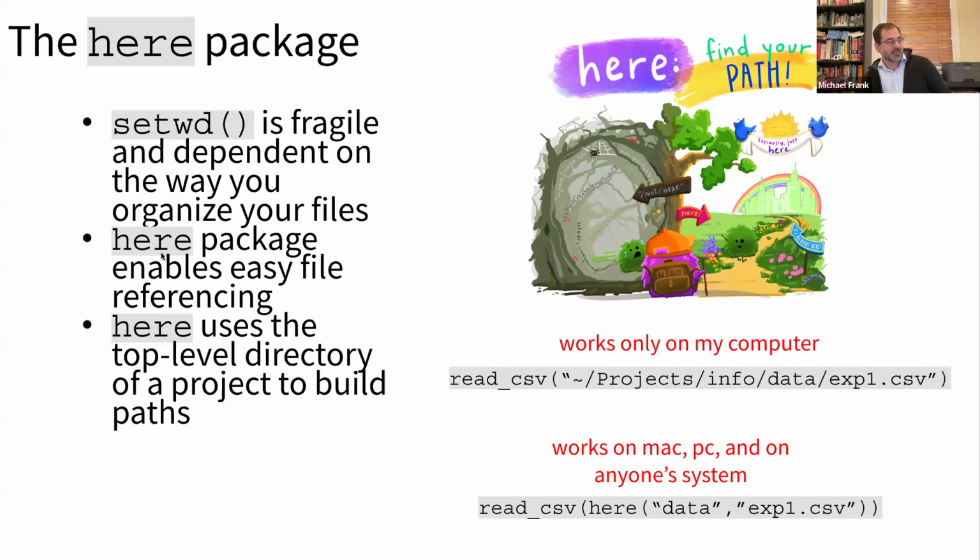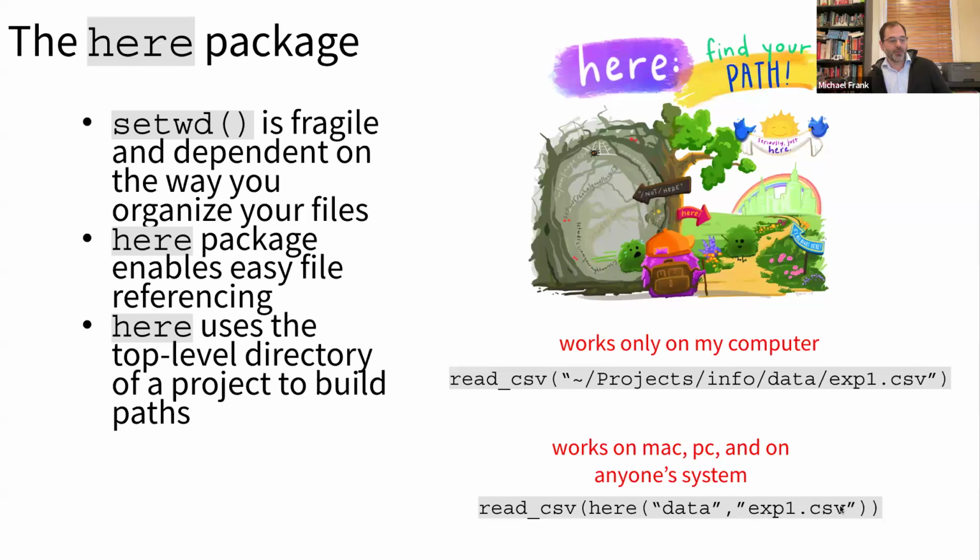But I want to introduce you now to this package called here, which is a very simple R package that allows you to create easy file references, even for deeper sets of subdirectories. It's very, very clear, very useful, and very portable. The basic idea is here knows where the top level directory of the project is. It knows where the project root is, and then it builds paths for you based on the project root. So what I would do to use here is I would read.csv and then I would say here, starting at my project root, in the data directory, and then the file experiment1.csv.